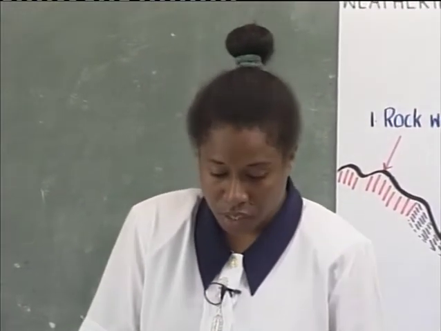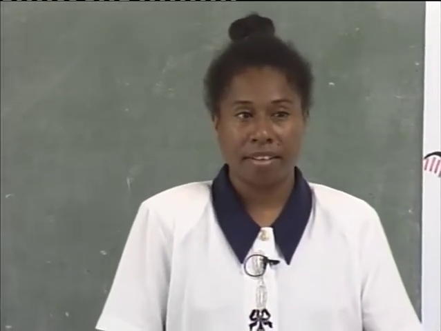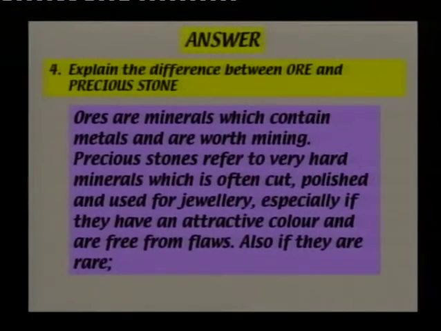And don't forget, for the ores, they are supposed to be minerals which contain metals, and they are the ones which are worth mining. Okay, so we double check now with the answer that is given, and we can also make correction with the answer from the monitor. Okay, from the monitor it says that ores are minerals which contain metals and are worth mining. Precious stones, they refer to very hard minerals, which are often cut, polished, and used for jewelry, especially if they have an attractive color and are free from flaws, which means it cannot fault or break or crack easily.